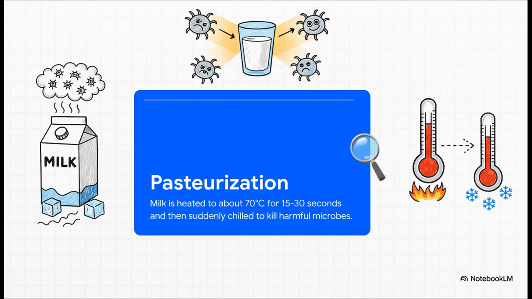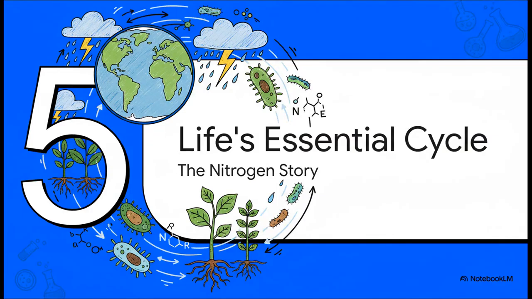Pasteurization, a word you've probably seen on your milk carton a million times, is the perfect example of this control. It's this brilliant, quick blast of controlled heat that kills the dangerous stuff, followed by a rapid chill, all to make our food safe without ruining the taste. It's genius.